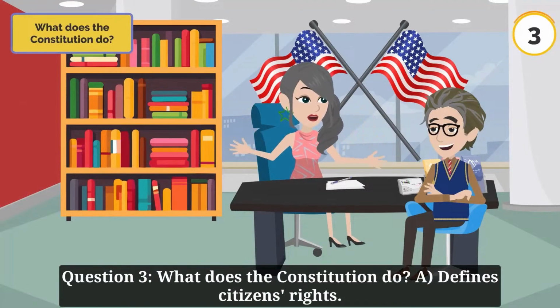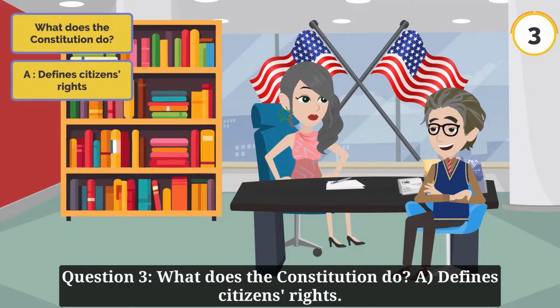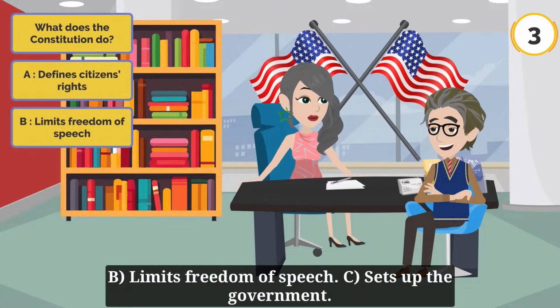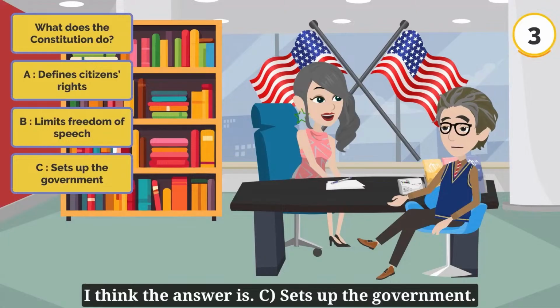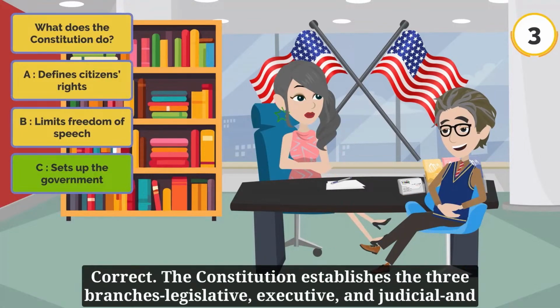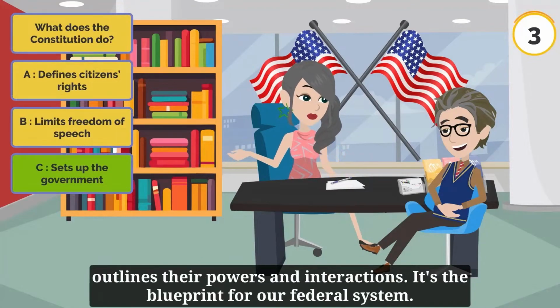Question 3. What does the Constitution do? A. Defines citizens' rights. B. Limits freedom of speech. C. Sets up the government. I think the answer is C. Sets up the government. Correct. The Constitution establishes the 3 branches, legislative, executive, and judicial, and outlines their powers and interactions. It's the blueprint for our federal system.